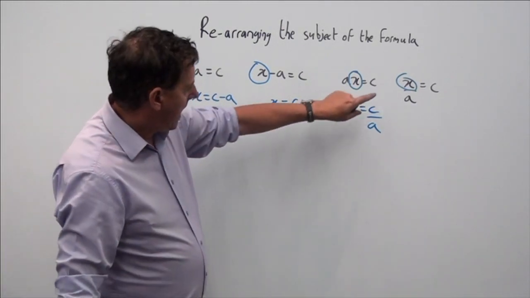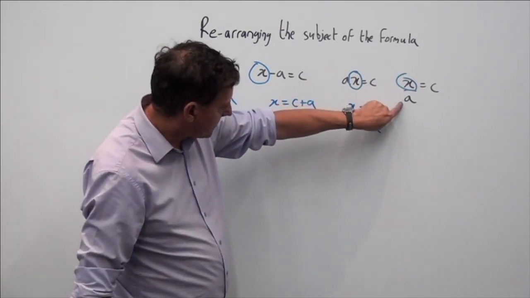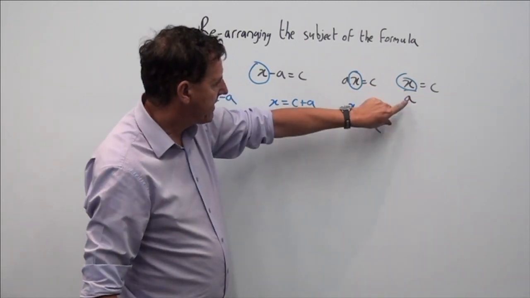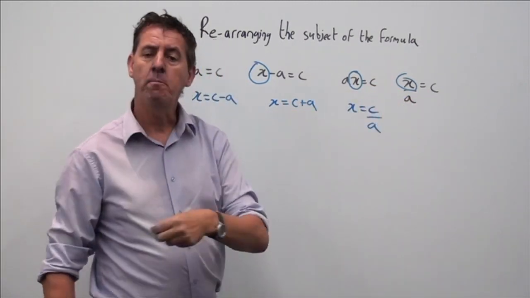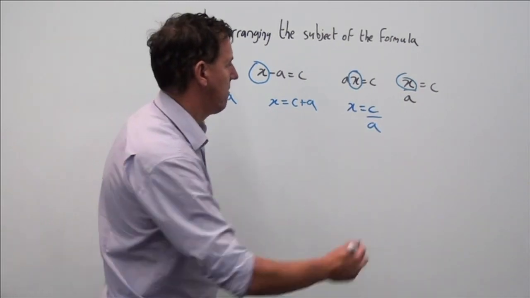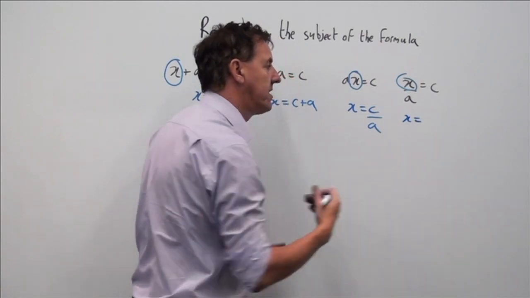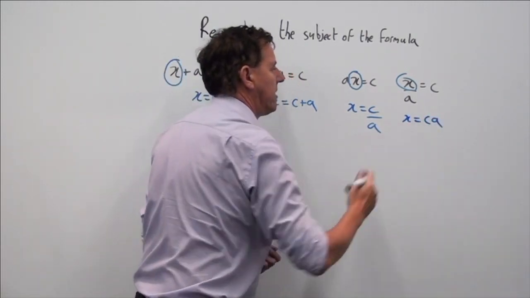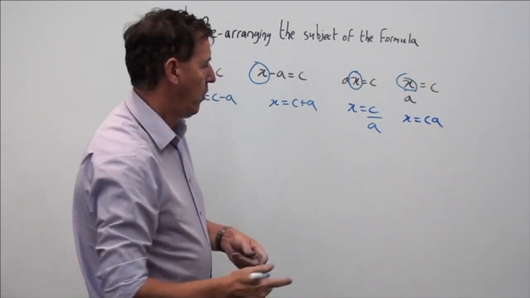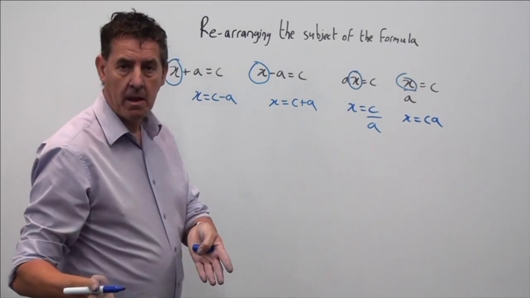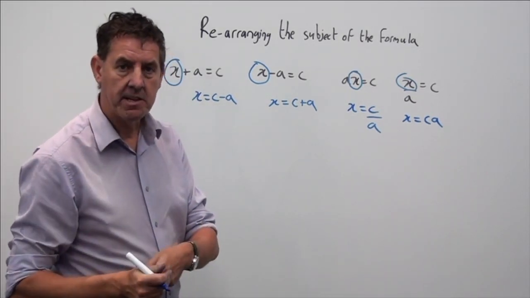Finally, how do I get rid of this A this time to make X the subject of that formula, because C is out the way already? It's divide by A at the moment. The opposite to dividing by A is to multiply both sides by A. So X is equal to C times A, or A times C, it makes no difference. So the final answer, CA. Four basic skills. Master them, and you can master some very, very difficult rearrangement.